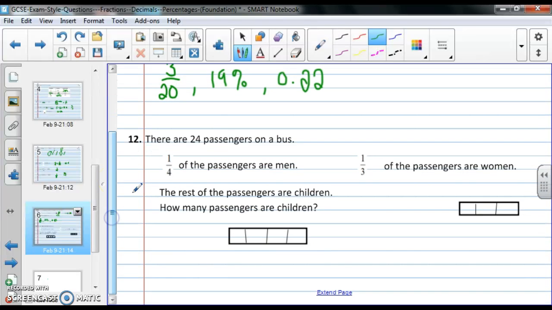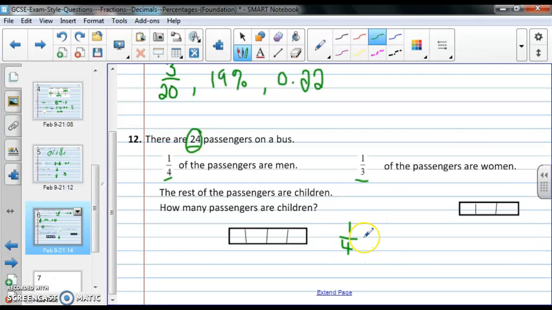Alright, let's look at this one. So we've got 24 passengers on the bus. A quarter of the passengers are men, a third are women, the rest of the passengers are children. How many passengers are children? So for this one, what I want to do is I want to make my denominator 24. So I want you to take those fractions, 1/4 and 1/3, and I want you to turn them into fractions that have a denominator of 24. Remember, your denominator is your bottom number. Okay, and I want you to pause the video and do that for me, and then check your answers.